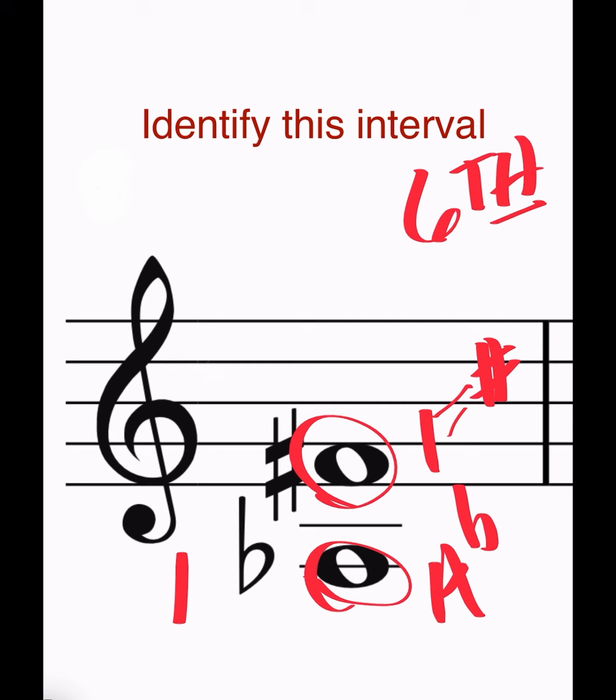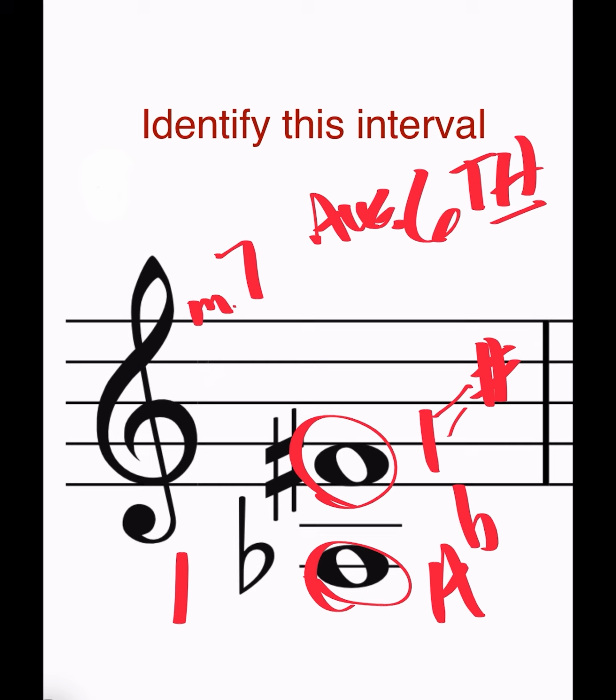Okay, well, what does that mean? Well, 10 half steps is normally a minor seventh, okay? But we have it spelled as some kind of sixth. So that means that this has to be an augmented sixth. That's the way it's written, okay? It's a little bit weird, but that's the answer.